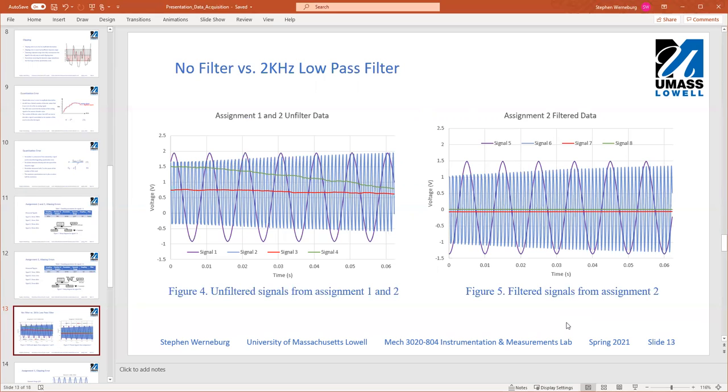Signals 3 and 4 are alias signals like we expected, which is why they don't even really look like a sine wave. But as you can see with signals 7 and 8 on the right, they're the same frequencies as signal 3 and 4, but this time we're using the anti-aliasing filter, so those signals 7 and 8 are attenuated to be basically 0.